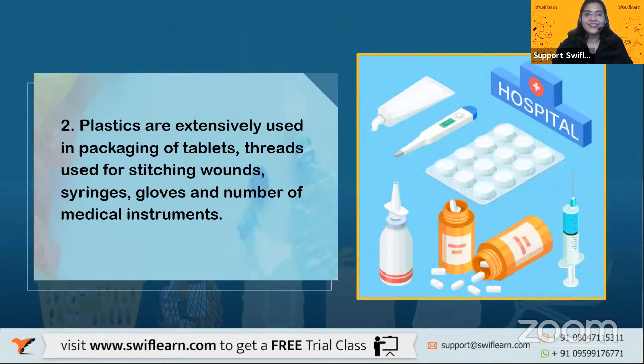Fine. Yes. And also the plastics are extensively used in packaging of the tablets. We see the stitching of the wounds, the body of the syringes, the gloves, a number of different materials which are used for medical purposes, the various medical instruments also. These are all made up of the plastics. Okay, have you got an idea what is plastic, what are the different types, what are the different properties, and how we use them? है ना?